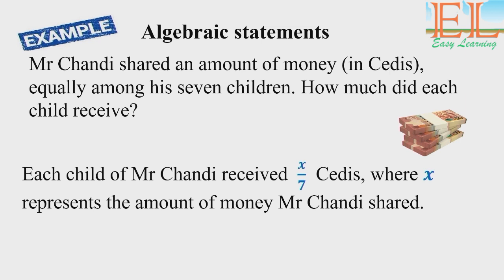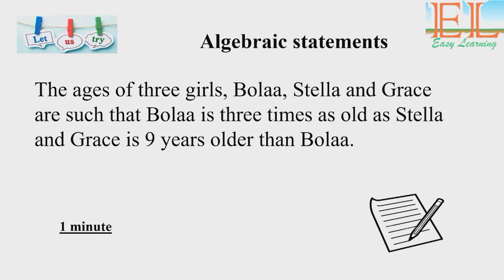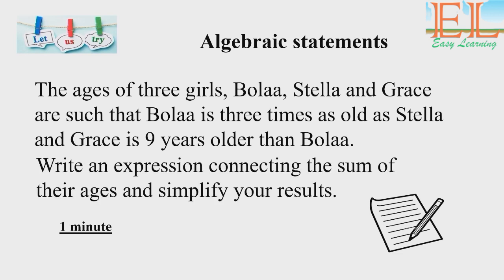Let's look at this question. And I'm going to give you 15 seconds to come out with the answer. The ages of 3 girls, Bola, Stella, and Grace, are such that Bola is 3 times as old as Stella, and Grace is 9 years older than Bola. The question is, write an expression connecting the sum of the ages of these girls and simplify your results.